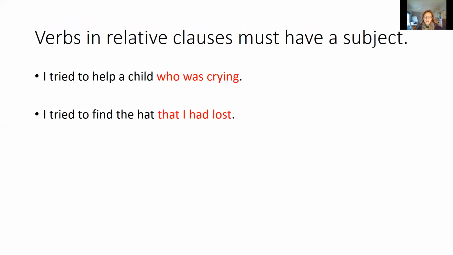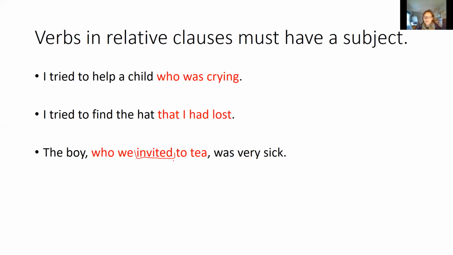I tried to find the hat that I lost. So the main verb in our relative clause here is lost. Who did the losing? I did. The boy who we invited to tea. Again, the main verb in the relative clause is invited. Who invited? The boy. We invited the boy. And then finally, the boy who came to tea was very sick. So main verb here is came. Who came? The boy.